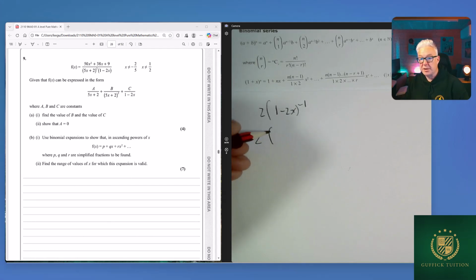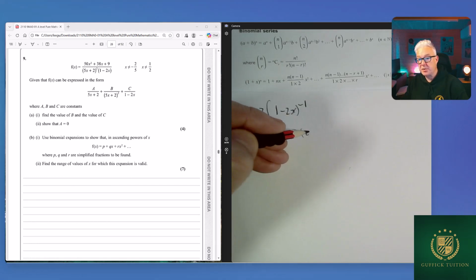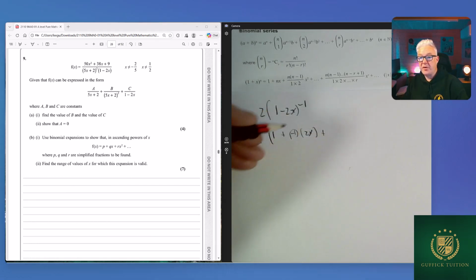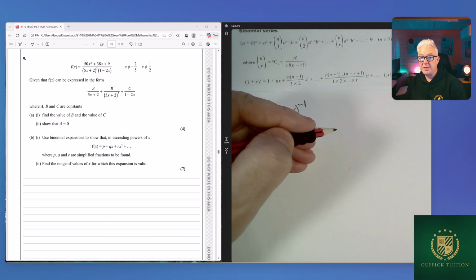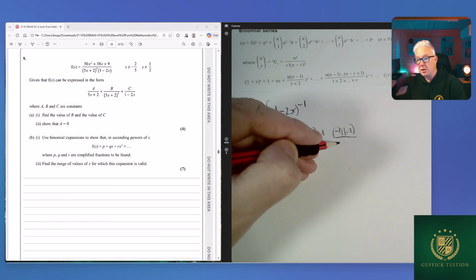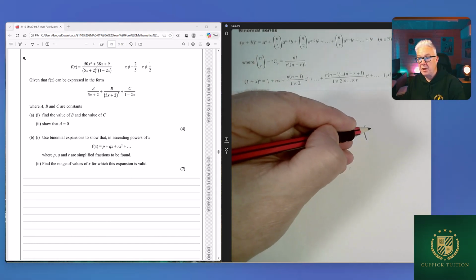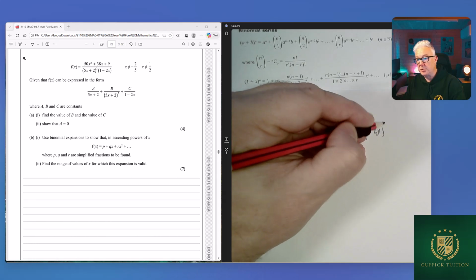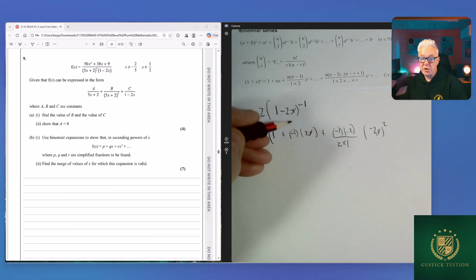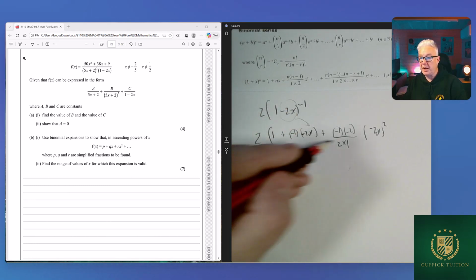So let's just see what that's going to go to. So we've got 1, and we've got plus n, which is minus 1, times by x, which is 2x. Then we've got plus n times n minus 1, which is going to be minus 1, times minus 2 over 2 times 1, times by x squared, which is going to be minus 2x all squared. Oh yeah, and I should point out actually that is a minus 2x there, because be careful, got to include the sign when you put that one in there as well.